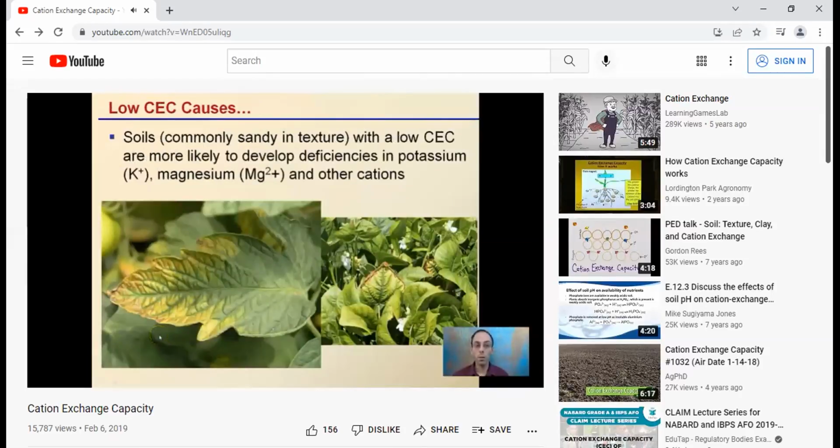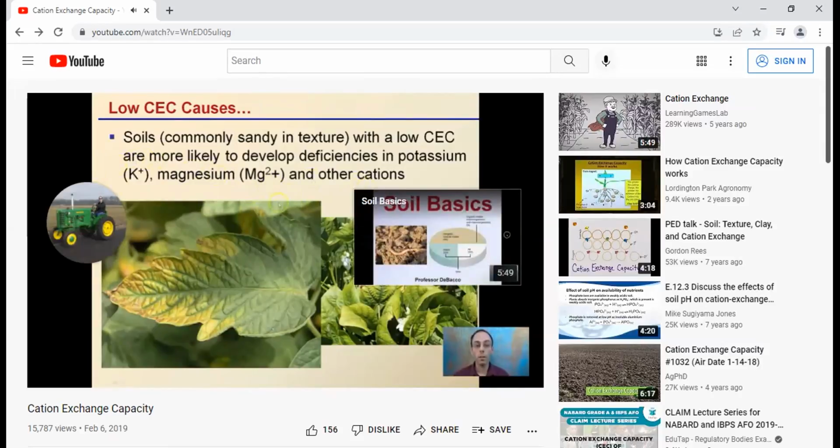So low CEC, what does this cause? Well, soils, commonly sandy in texture, with low CEC are more likely to develop deficiencies in potassium and magnesium, as well as other cations. Having that low cation exchange doesn't allow them to be held very well, doesn't allow the plant to be able to take them up. So some of the drawbacks of low CEC, you can see nutrient deficiencies can occur.